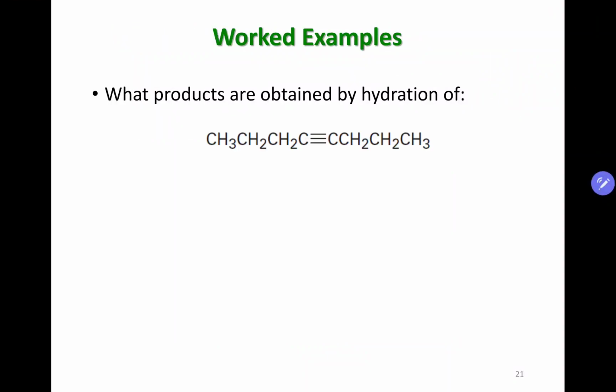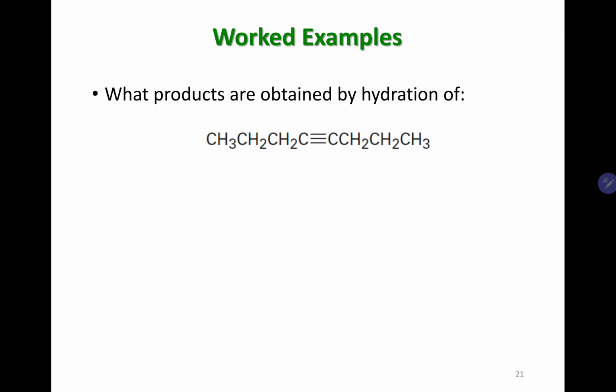All right, so let's talk about the next worked example. In here I have a nice worked example for you. I recommend that you pause the video and try this worked example by yourself, and then in a second I'm going to give you the answer.